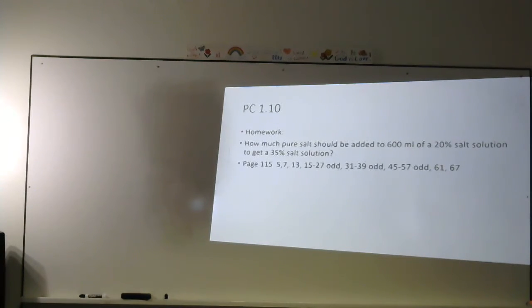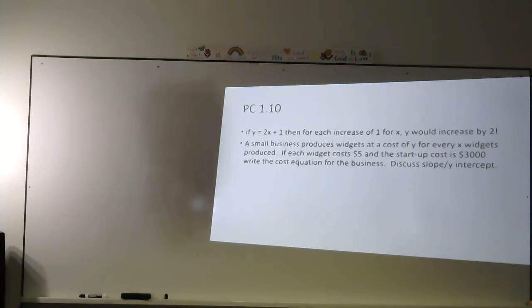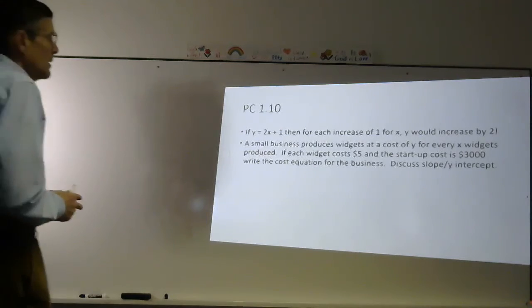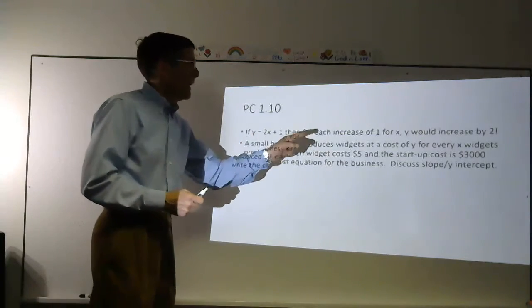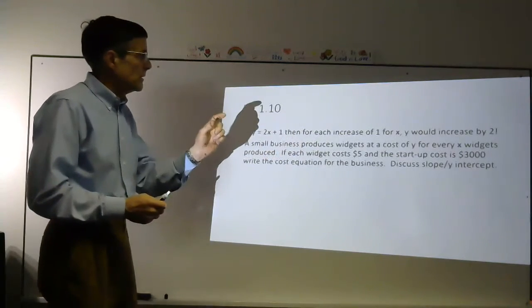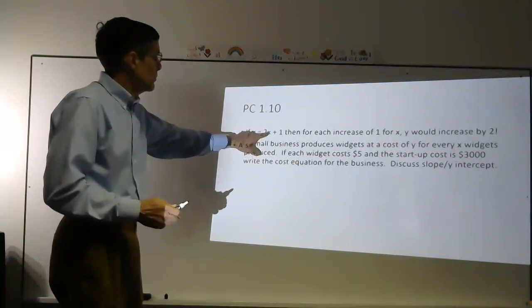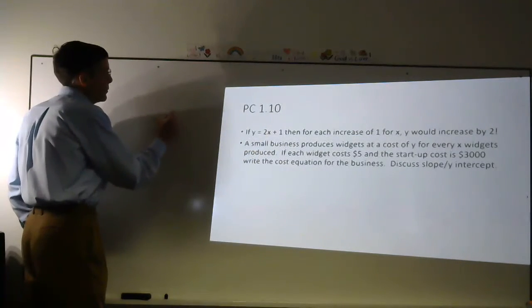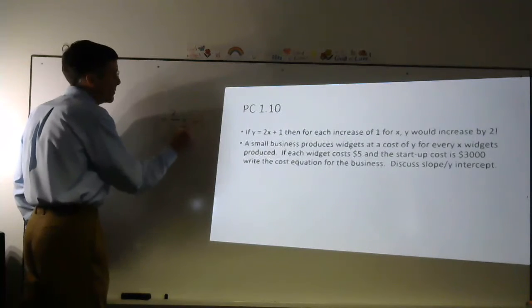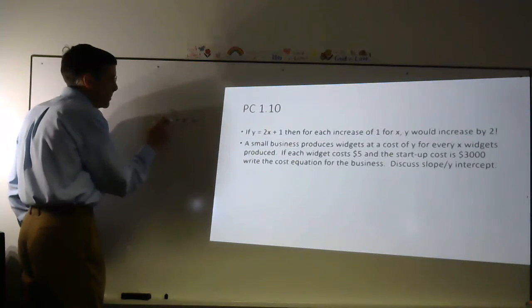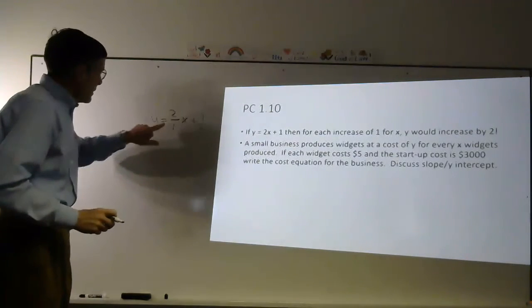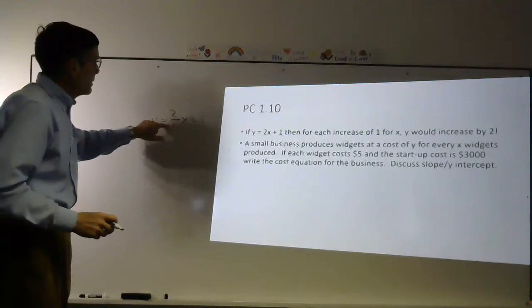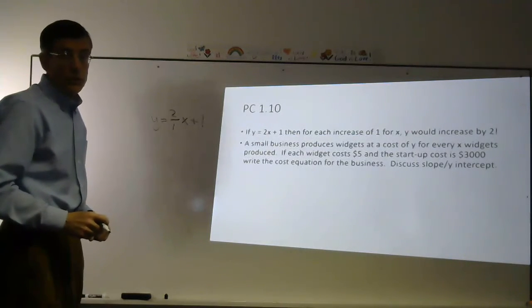Homework on these problems. Oh, before we do that, yes. I thought I skipped a screen. If y = 2x + 1, then for each increase of x of 1 unit, y would increase by 2. Your slope here is 2 over 1: y = (2/1)x + 1. Slope is rise over run. As x goes up by 1, the y values go up by 2.